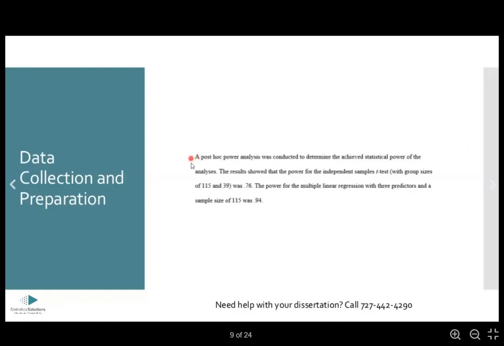Now, in this example, we're discussing the results of a post hoc power analysis. So again, if you did not achieve your intended sample size and you want to speak to whether or not your study is sufficiently powered, you might conduct a post hoc power analysis. And this is what that would look like as well.